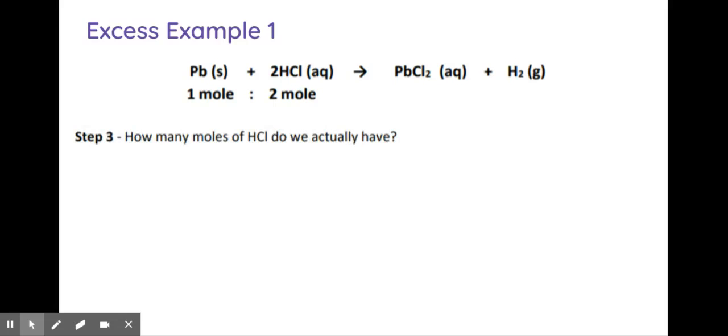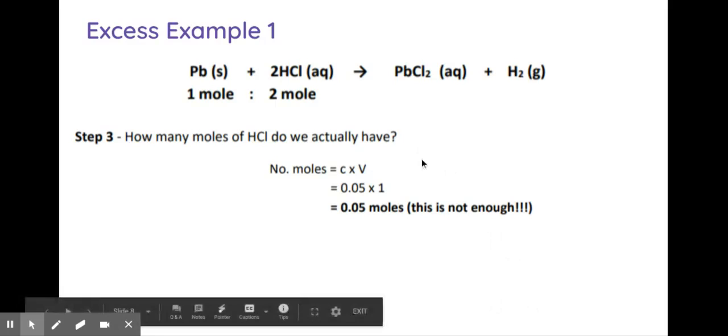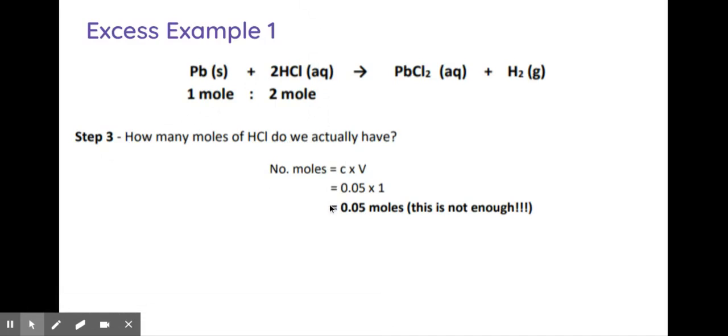Step 3 is to say, well, we need 0.06 moles of hydrochloric acid, but how many moles do we actually have? Because we might not have enough, or we might have too much. So let's calculate this now. I also find it helpful to calculate the number of moles of the left and right reactants directly underneath so that I can keep track of which one is my left reactant and which one is my right reactant.